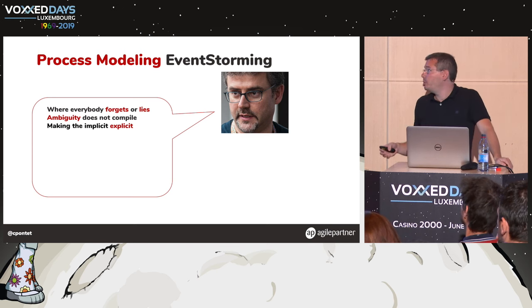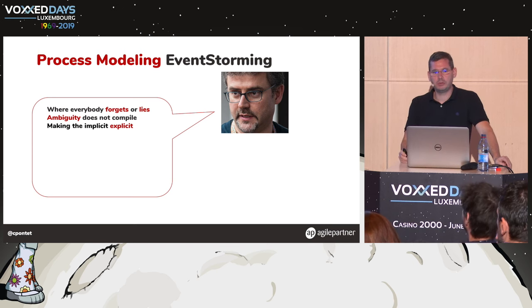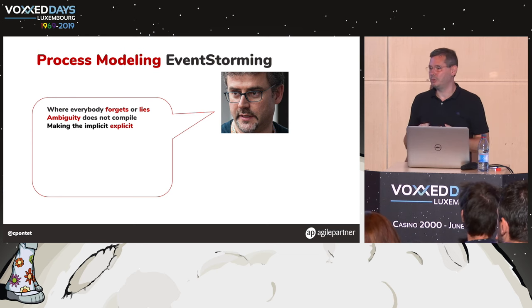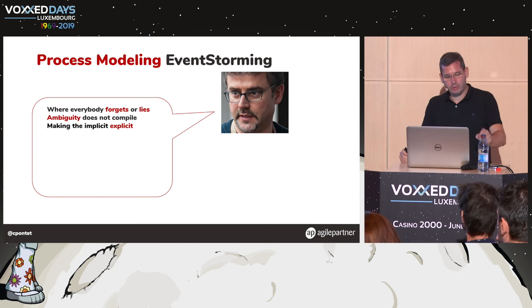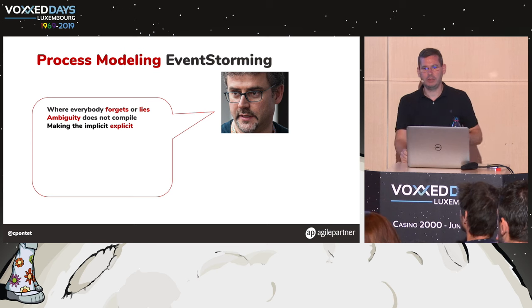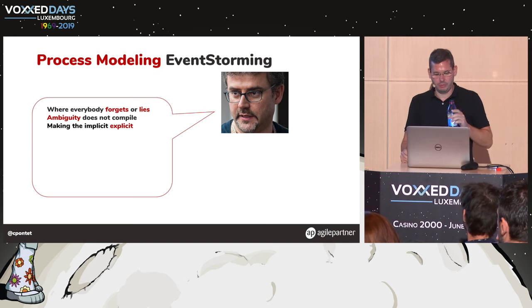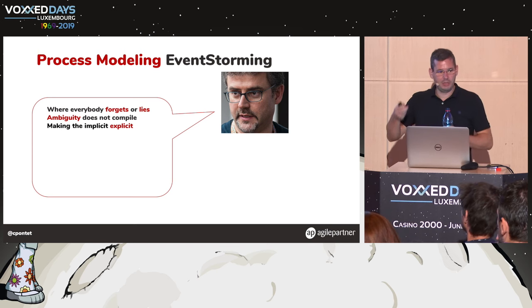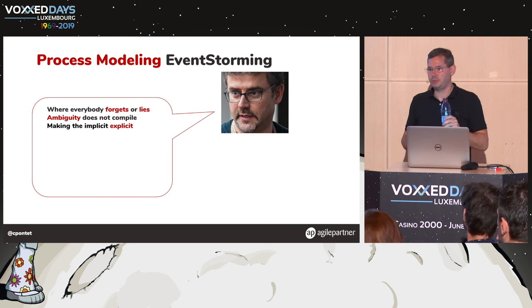This is the part where people start forgetting things or lying, because it's more like we are in charge of that process. And most of the time, they don't really want to show things to sometimes the management or whatever. So you need to really pay attention that nobody is hiding some information, because ambiguity does not compile. That's what Alberto says. You need to be clear about things. You need to make everything as explicit as possible.